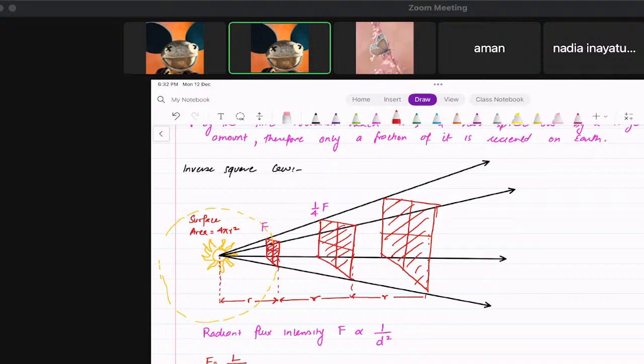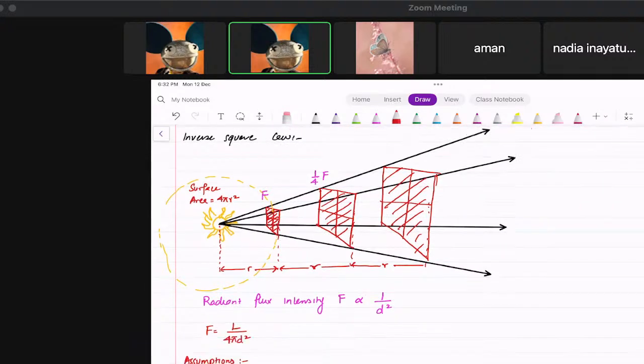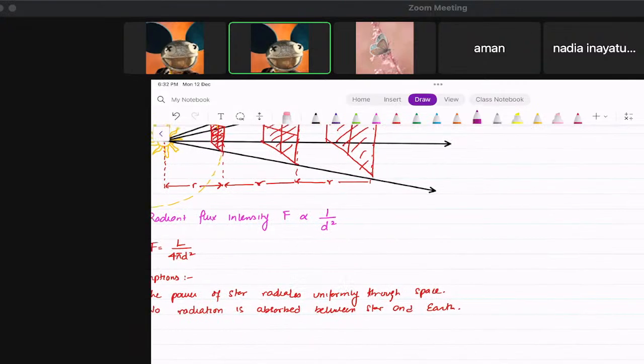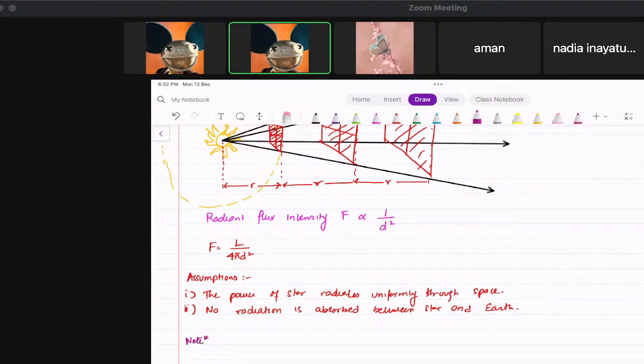Okay. Now, please note that, number one, the luminosity of a star is constant. It's a constant value because it's the power it's generating, right? So it's constant. The radiation flux follows, and this is very important, they will keep on asking this, an inverse square law.